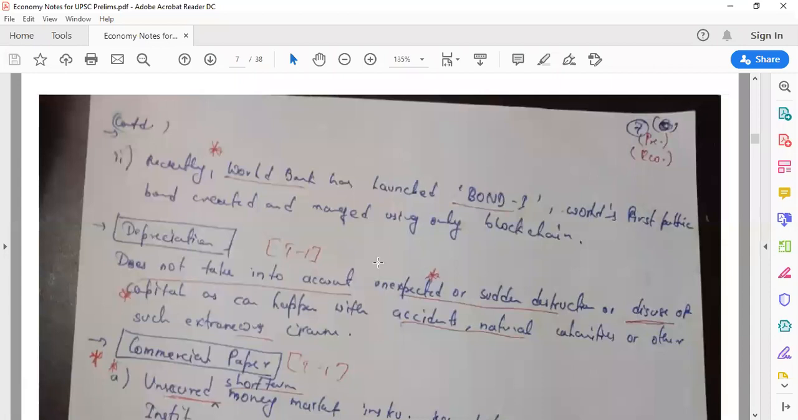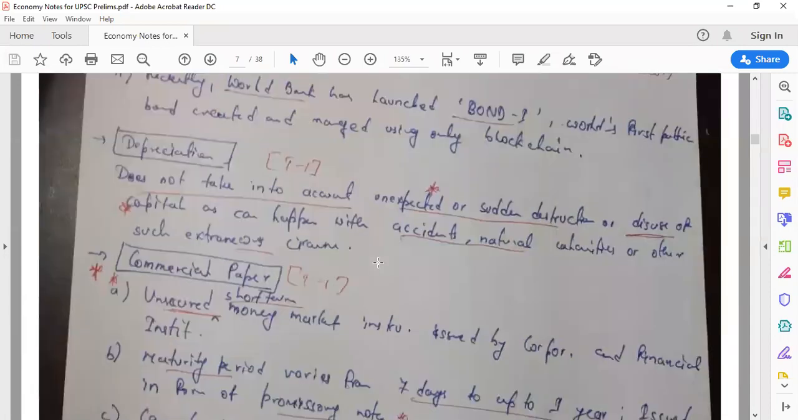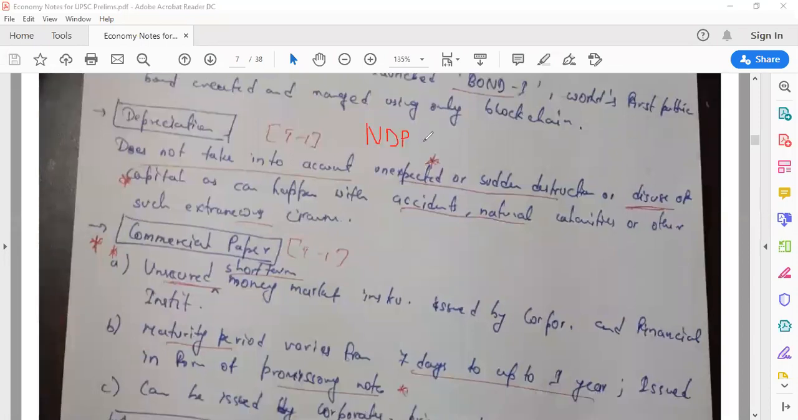We are going on to the most important things. Now, depreciation. It is important because it is basic macroeconomics. So you must have seen NDP, net domestic product. It is GDP minus depreciation, right? Or when we are talking about NNP, net national product, it is GNP minus depreciation.